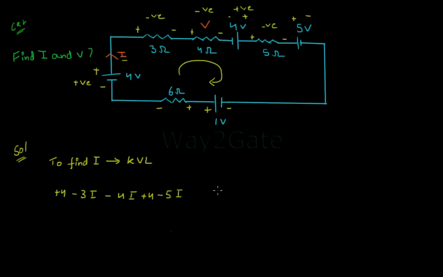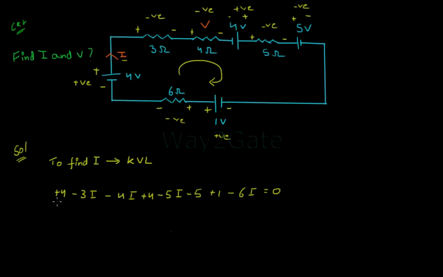Therefore, minus 5i and also voltage drop across 5 volt source, as current is traveling from positive to negative terminal. Therefore, minus 5 volt. Next is voltage rise across 1 volt source. Hence, plus 1 volt and voltage drop across 6 ohm resistor. Therefore, minus 6i is equal to 0.